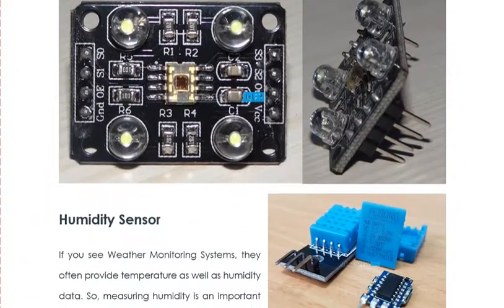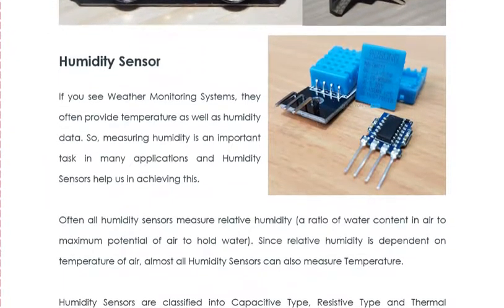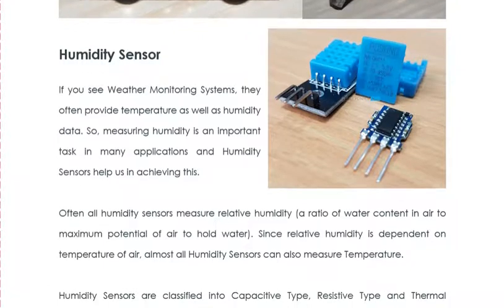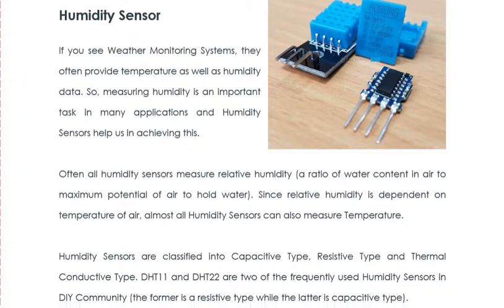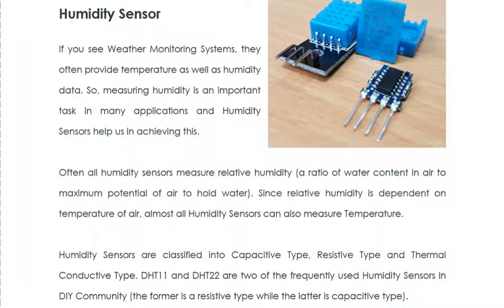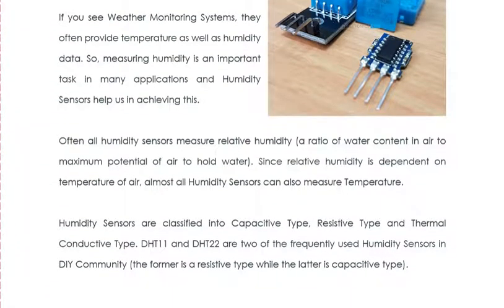Okay, so we have also your humidity sensor. If you see weather monitoring systems, they often provide temperature as well as humidity data. So measuring humidity is an important task in many applications. Often all humidity sensors measure relative humidity, or the ratio of water content sa aton nga air to the maximum potential of air to hold water. Since relative humidity is dependent on temperature of air, almost all ng mga humidity sensors can also measure temperature. Okay?